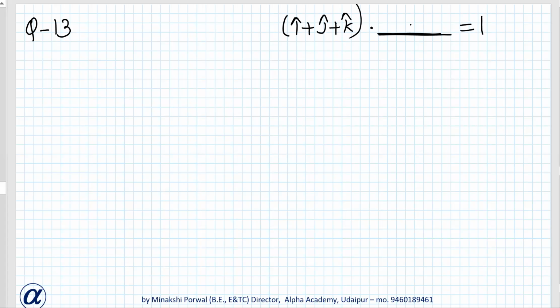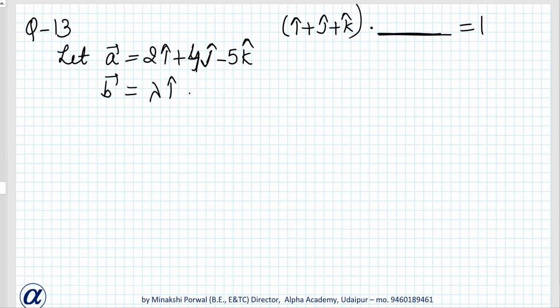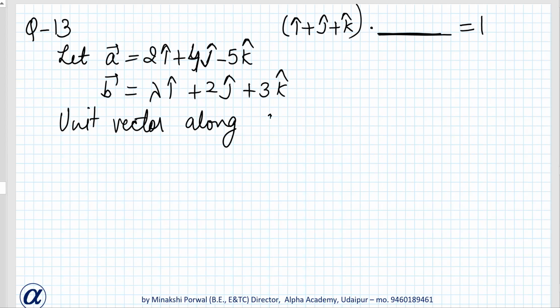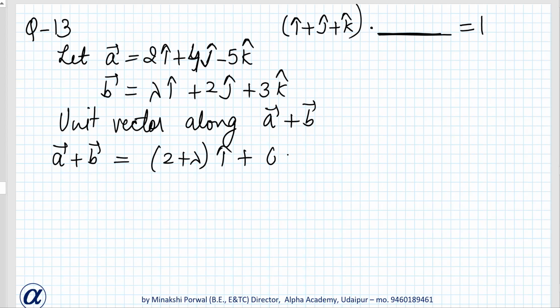So first of all, let A equal 2i plus 4j minus 5k, B equals lambda i plus 2j plus 3k. We have to find the unit vector along A plus B. So first of all, we find vector A plus vector B, that is equal to 2 plus lambda i cap plus 6j cap minus 2k cap.